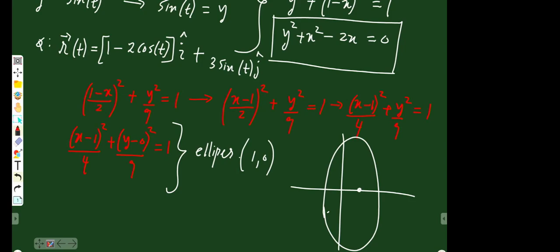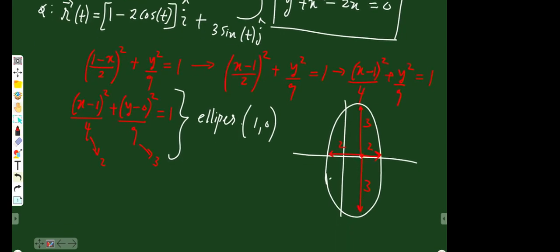You have to understand that from here to here the distance would be 2. From here to here the distance is also 2. From here to here the distance would be 3, and from here to here also 3. How come? Because the 2 is coming from here, and the 3 is coming from here. So it's an ellipse. I hope it is clear, right?